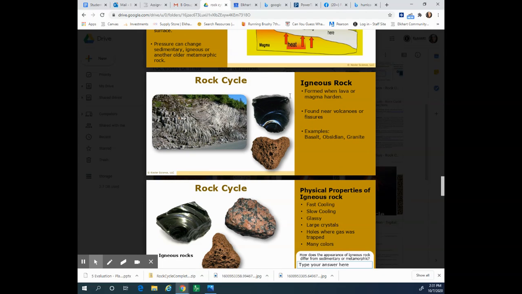Igneous rock is formed when lava or magma is hardened. It is found near volcanoes and fissures, meaning cracks in the crust. Examples of this are basalt, obsidian, and granite.